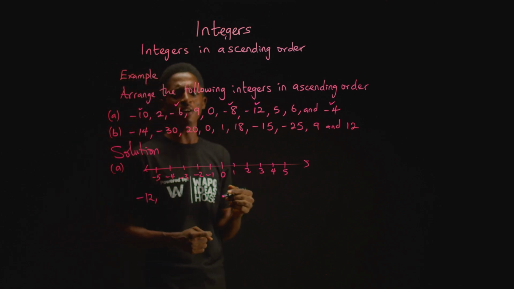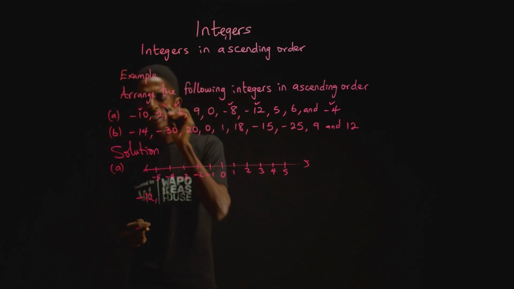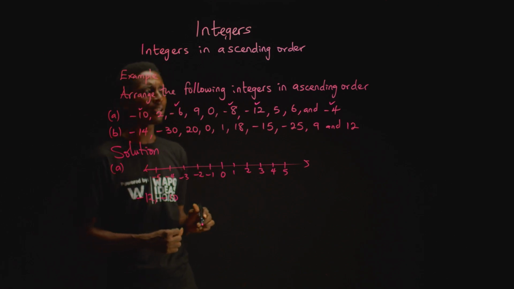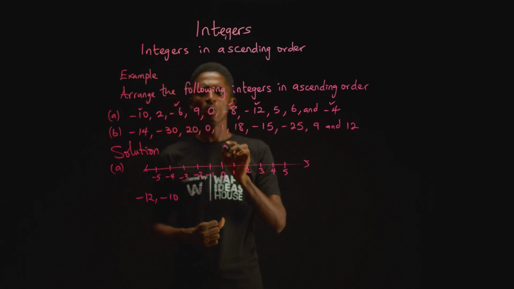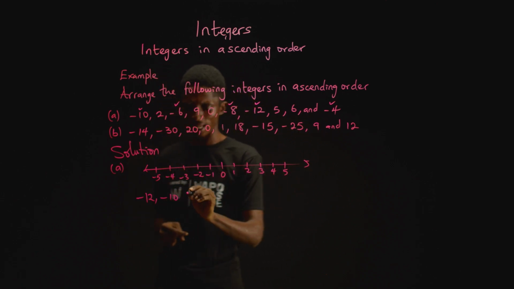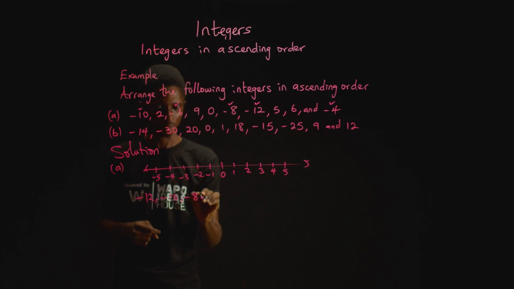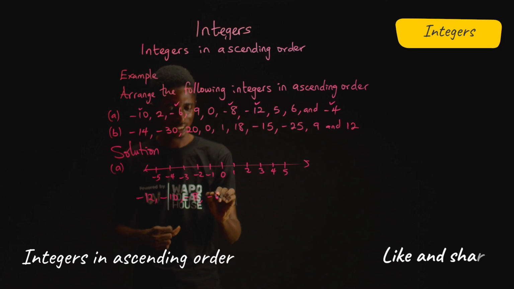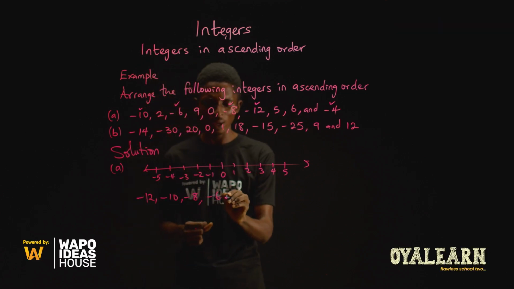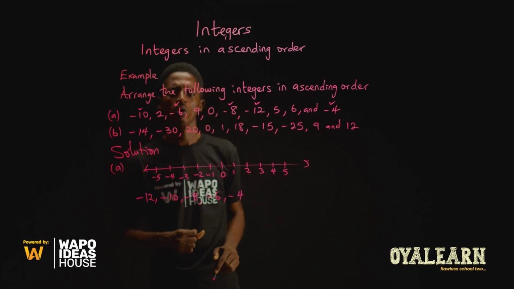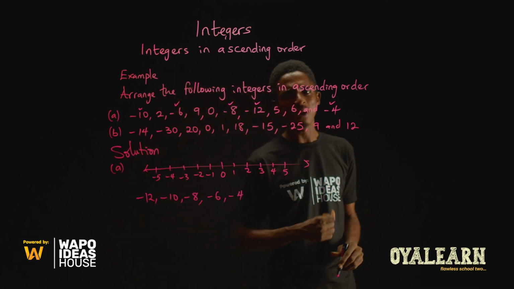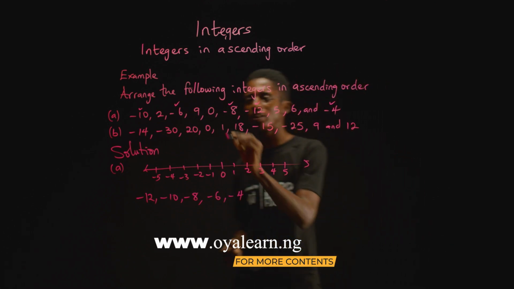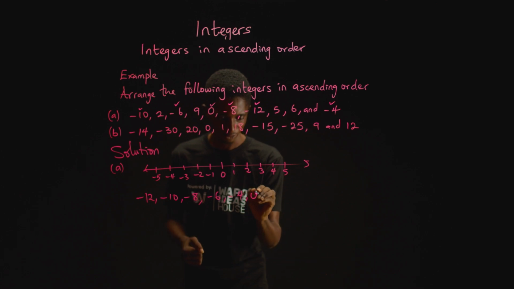The next number in value is the number -10. Followed by, after -10, we have the number -8. Then we have -6. And then finally we have -4. Now that we have organized our negative integers, the next number would be the neutral integer, which would be 0.